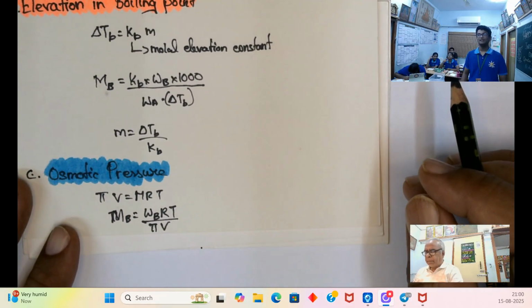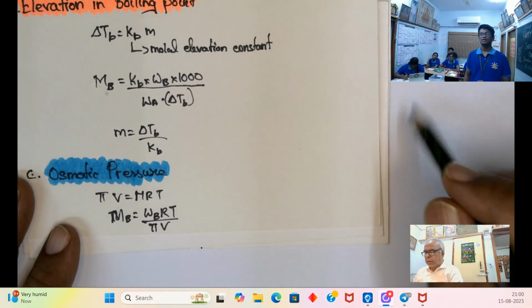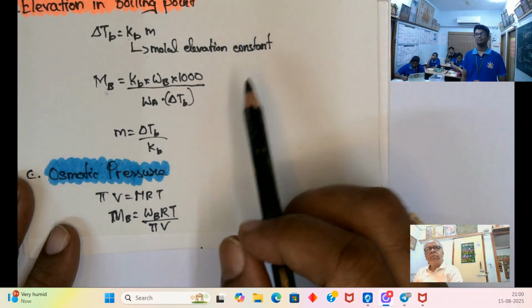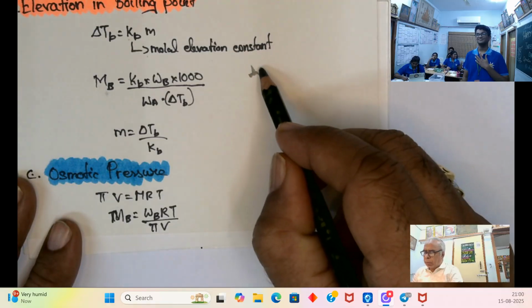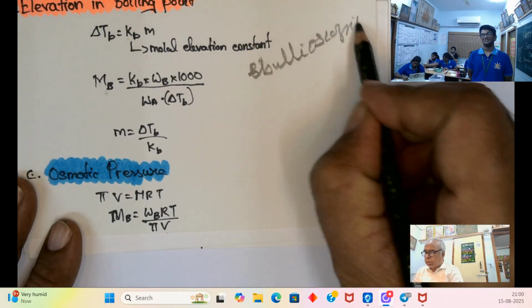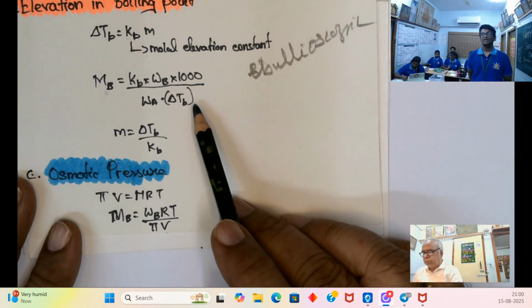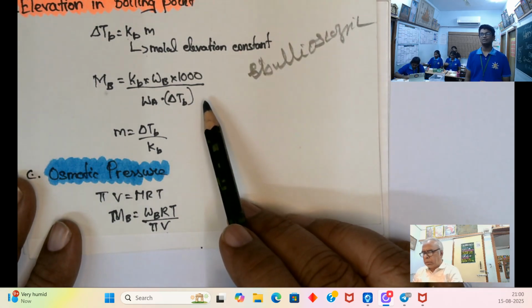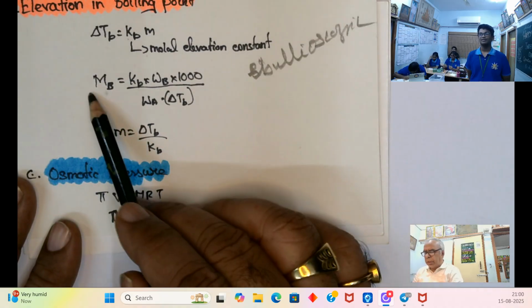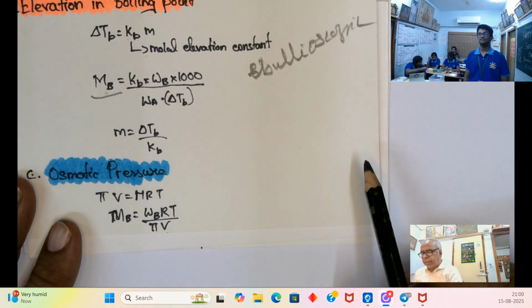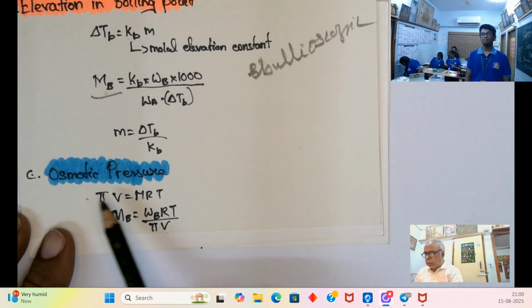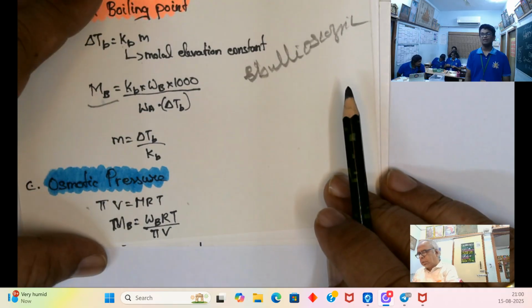Elevation in boiling point: del TB is equal to KB into m. What is KB? KB is the molal elevation constant. What is the other name? Ebullioscopic constant. MB is equal to KB into WB into 1000 by WA into del TB. What is MB? Molar mass of solute. And osmotic pressure: Pi V is equal to nRT.